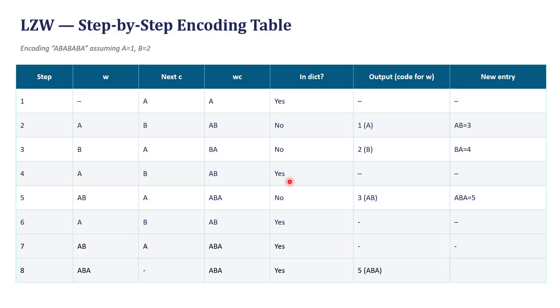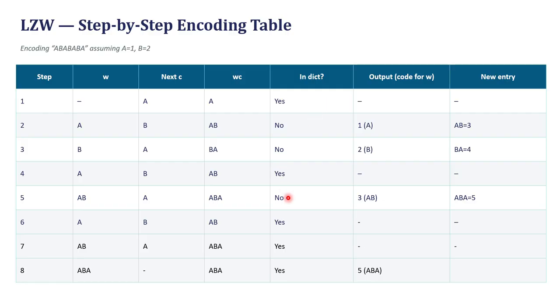Is it there in the dictionary? Yes. If it is there in the dictionary, my WC becomes W. Please note the difference. If it is not there in the dictionary, then C becomes W. But if it is there in the dictionary, WC becomes W. So AB, and then the next character. As you can see, the fifth character to read here is A. I get that A, so ABA.